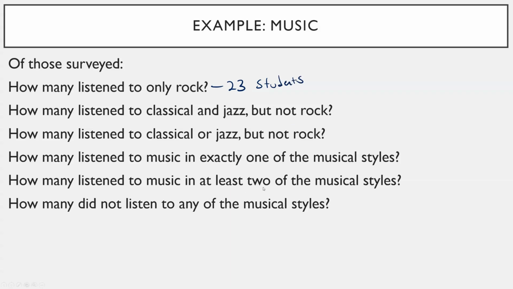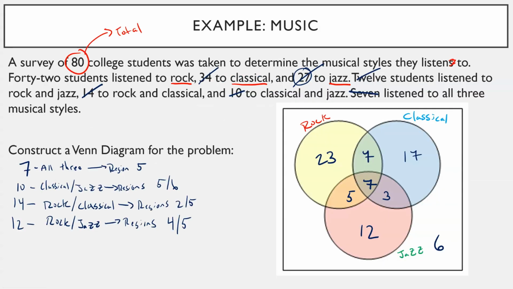How many listen to classical and jazz, but not rock? Well, look, classical and jazz overlap right here, these two. But these 7 also listen to rock. So classical and jazz, but not rock, it's just that 3 right there.